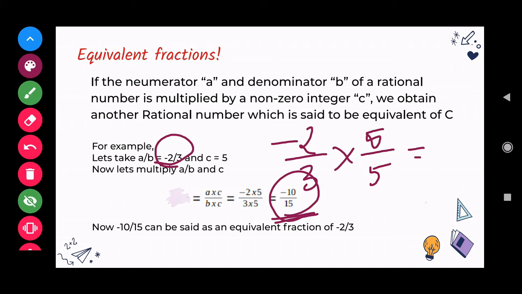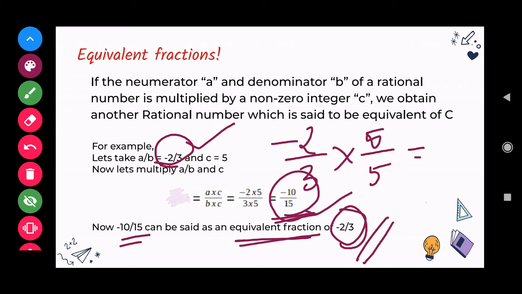Whatever value you get after solving this will be equal to minus 2 by 3. Hence minus 2 by 3 and minus 10 by 15 are called equivalent fractions. Now minus 10 by 15 can be said to be an equivalent fraction of minus 2 by 3.